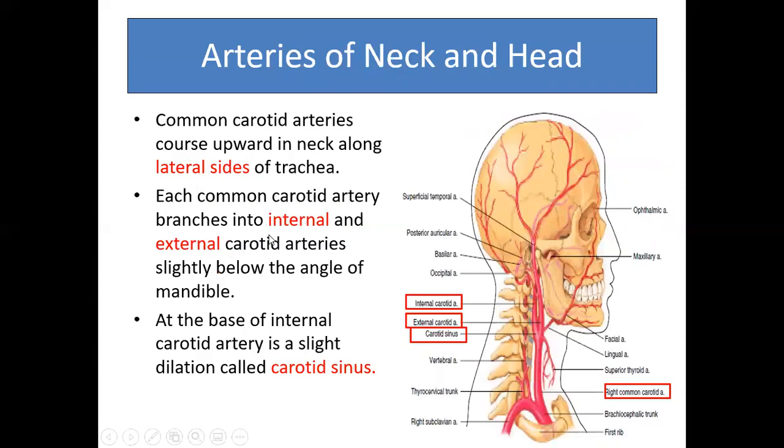Now we're going to discuss the arteries of the neck and also the head. The common carotid artery: if you follow the course of this artery, here is the example on the right side, the right common carotid artery. It goes upward in the neck along the lateral side of the trachea. Each common carotid artery will further divide into an internal carotid artery, which you see here, and an external carotid artery.